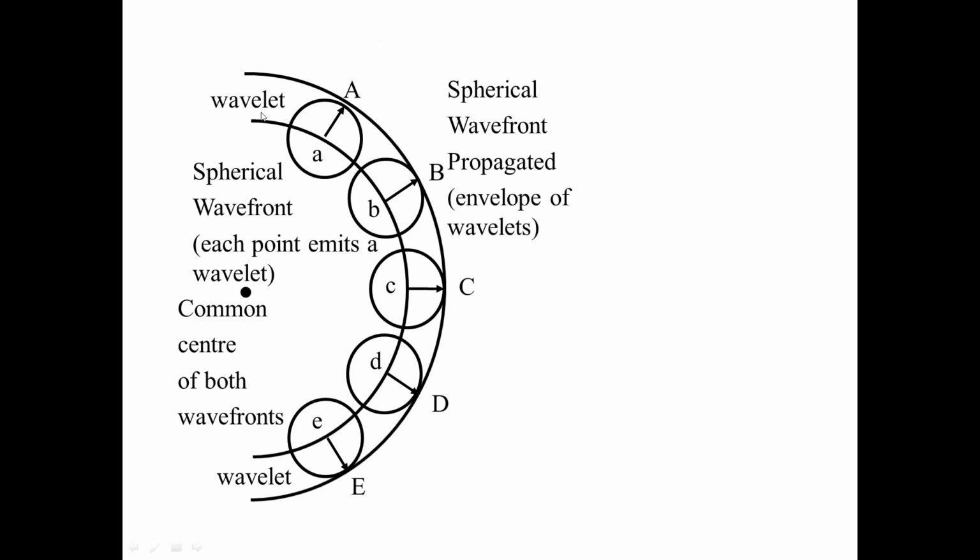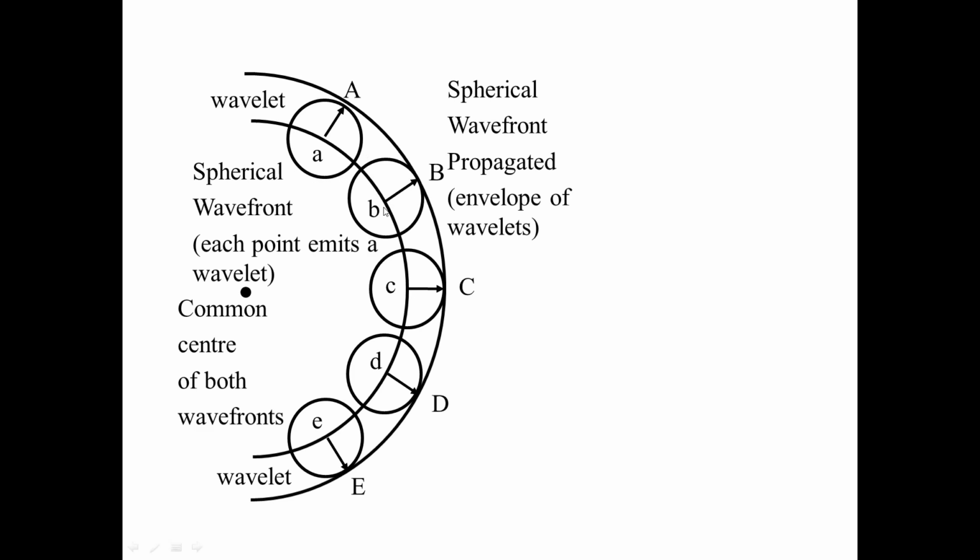Let us consider a spherical wavefront. The point A of the spherical wavefront acts as a source of secondary waves. So it gives out disturbance or energy in all directions which travel with the speed of wave. So the wavefront of this point will be a sphere.